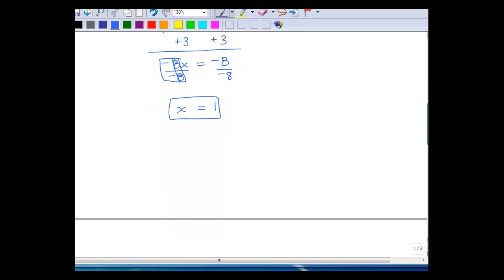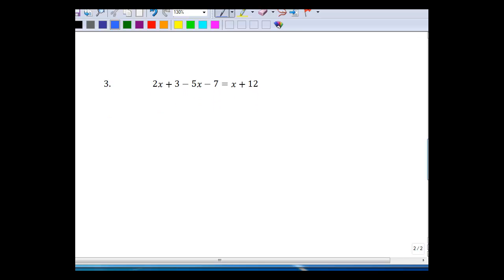All right, moving on to example 3. This one gets a little more complicated in that we now have to follow that first step. The first step was to look at each side of the equal sign separately and combine any like terms before you move things from side to side. So I'm going to ignore that x plus 12 on the right, and I'm just going to focus on this left side of the equal sign right here.